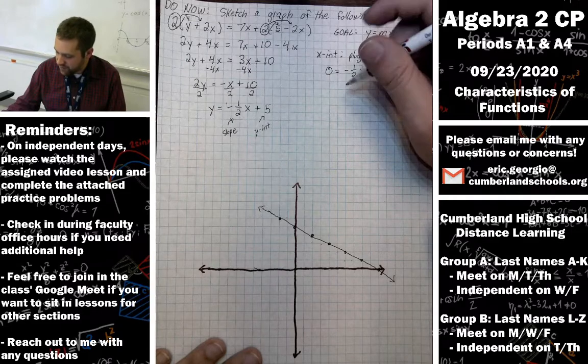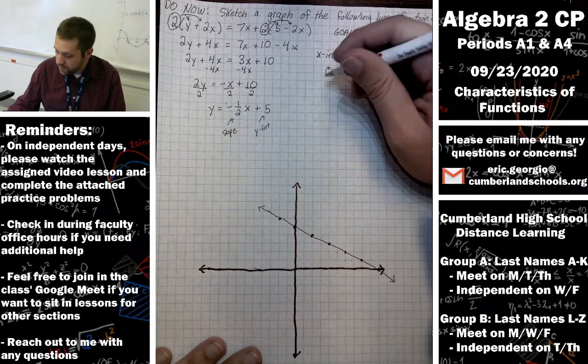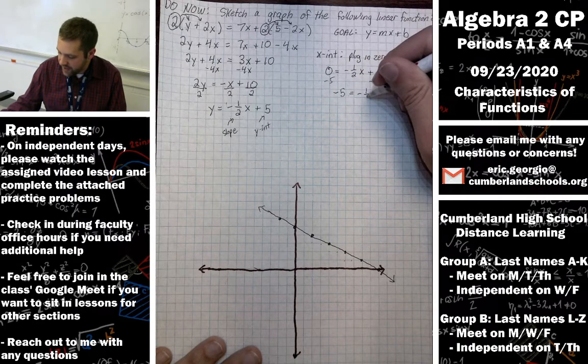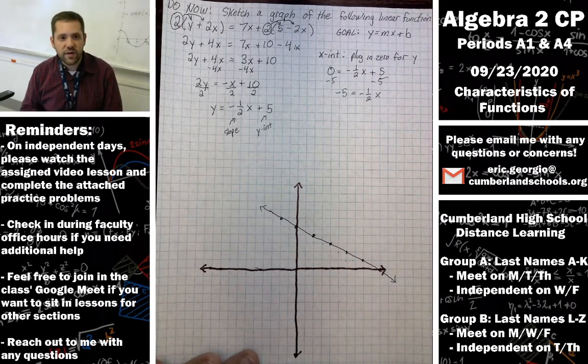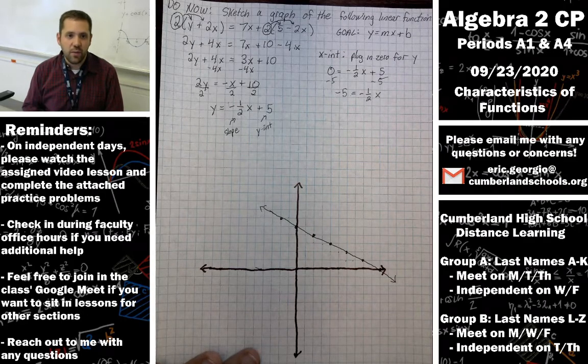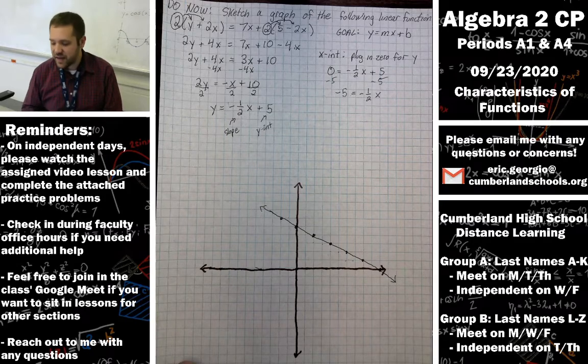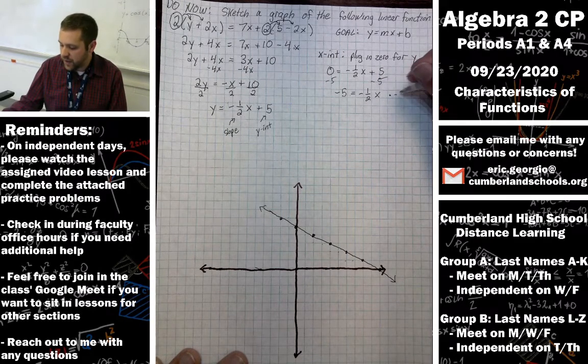If I subtract 5 over to the other side, that gives me negative 5 is equal to negative 1/2 x. And how can I get rid of that negative 1/2? Well, of course, I can divide by negative 1/2 because it's negative 1/2 times x, or you could choose to multiply by negative 2.